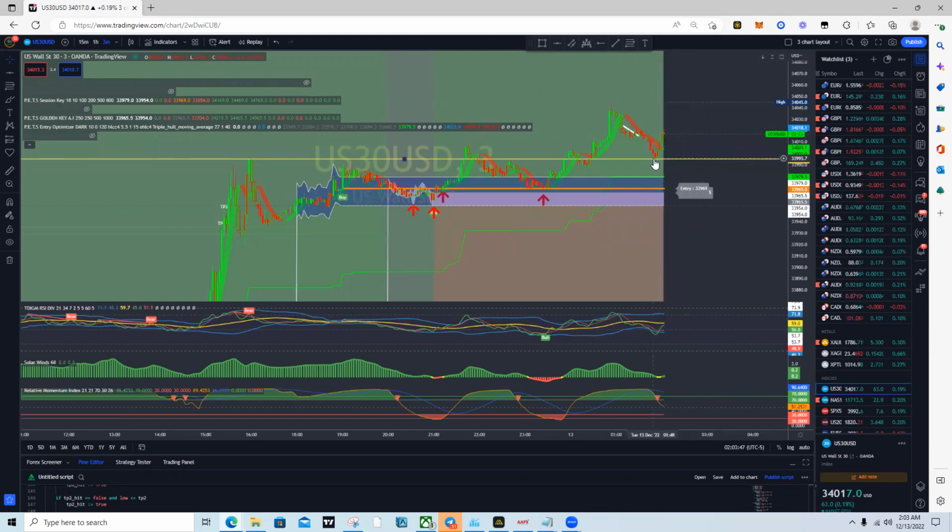Notice there's another pullback. You got that retest, and notice what it's doing: it's continuing. We're still moving further and further into profit.